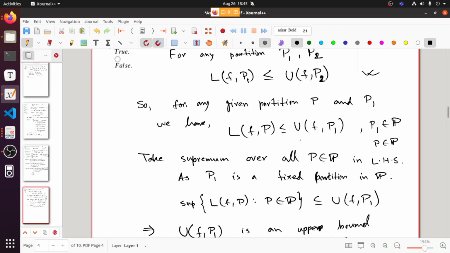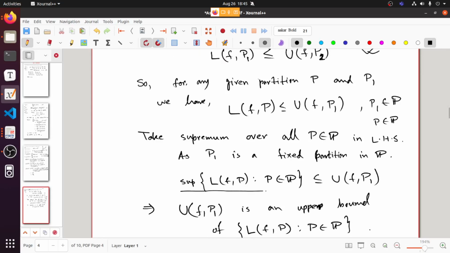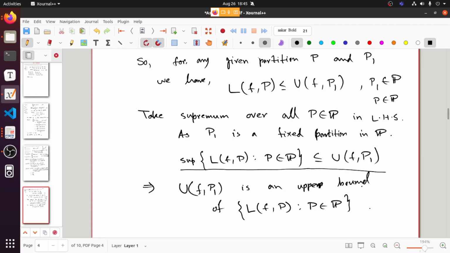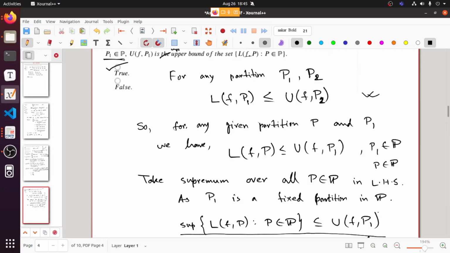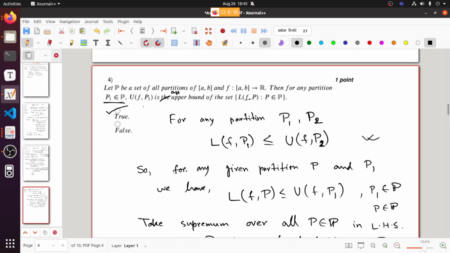Now this inequality holds for all P in script P. So take the supremum over all P on the left hand side, and as P1 is a fixed partition, it will remain the same. So what you will get is the supremum over all L(f, P) is less than or equal to U(f, P1). Okay. So what is the meaning of this? It means the supremum of this set is always less than or equal to this number, right? Means U(f, P1) is an upper bound of this set, because the supremum is less than this. So we have shown that U(f, P1) is an upper bound of the set L(f, P). This we had to prove, right? So it is true. So question number 4 is done.